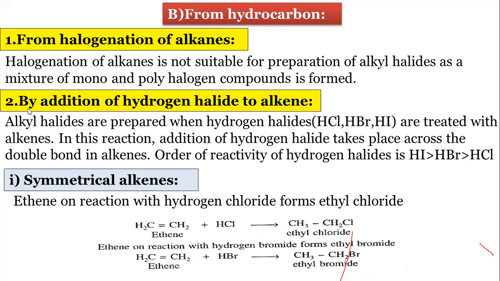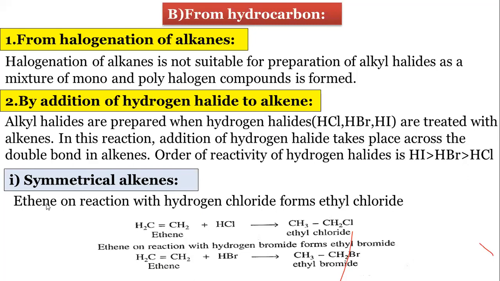The second one is by addition of hydrogen halide to alkene. See, this reaction is also covered in 11th standard. You know, in addition reactions in the chapter on hydrocarbons, the alkene part was there. Alkene means the compounds which contain a carbon-carbon double bond. There are two types of alkene. Symmetrical alkene means the groups across the double bond are the same, CH2, CH2. This is symmetrical alkene. And unsymmetrical alkene means the groups are different.